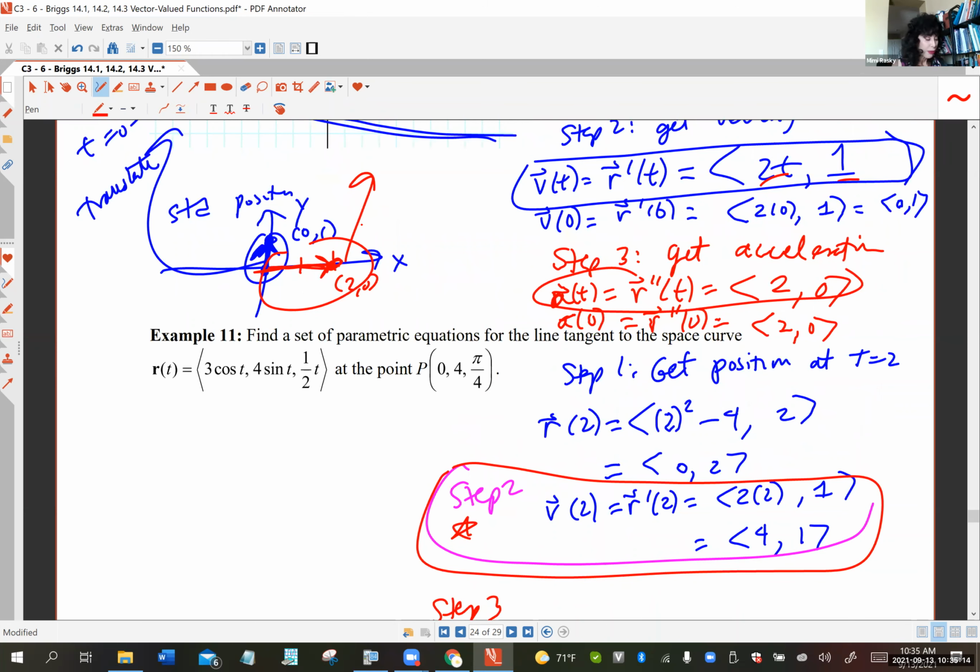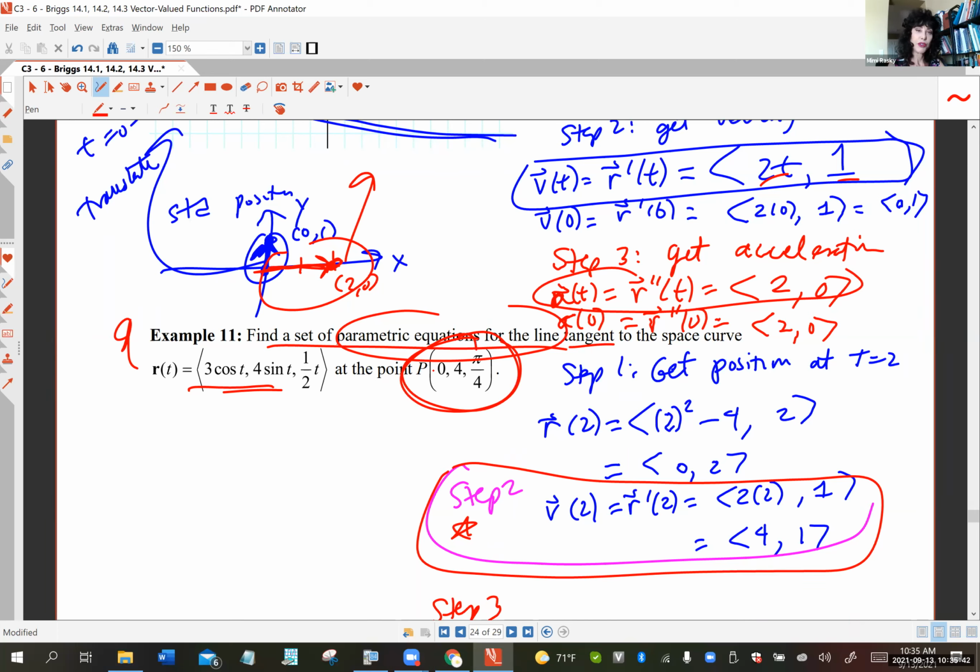Okay, we're going to do another problem that's similar to what I did last week, but sometimes repetition is good. So we're going to find a set of parametric equations for the line that's tangent to the space curve. And they're giving you a vector valued function there at the point P, and they give you the coordinates of a point. Now remember, parametric equations for a line, you need 2 ingredients. You need a point on the line. Good news, we have that already. They gave it to us.